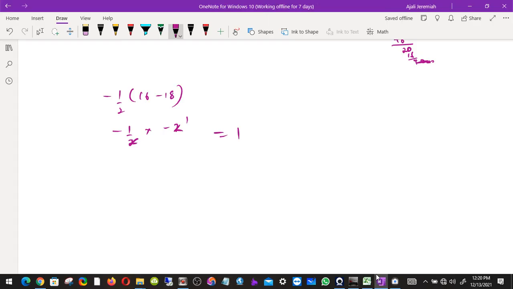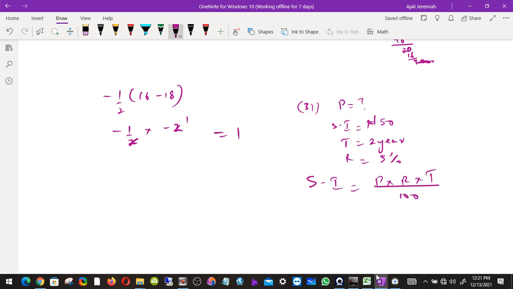The simple interest is 15 naira, the time is 2 years, the rate is 5%. So simple interest is equal to principal times rate times time over 100. So 15 is equal to P times 5 times 2 over 100. 5 times 2 is 10, which cancels one of the zeros. Cross multiply, P becomes 500 naira. So the principal is 500 naira. Is that okay? Yes, sir.